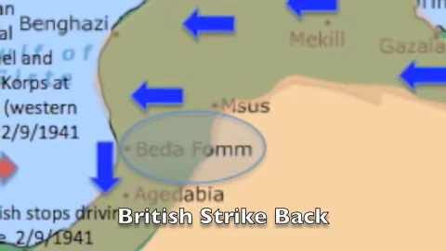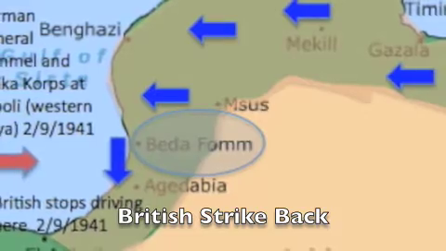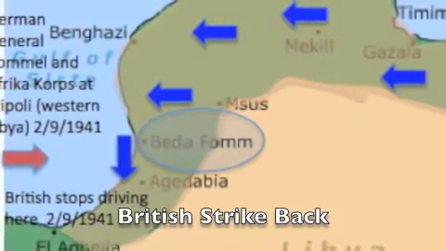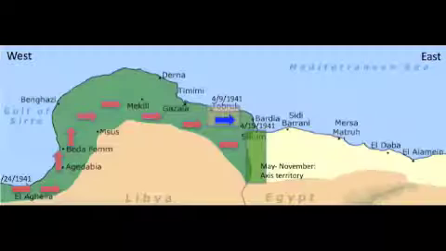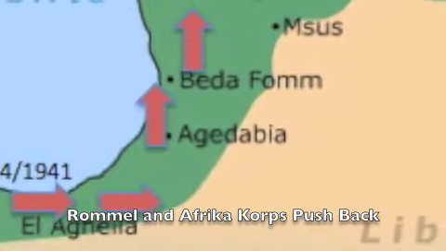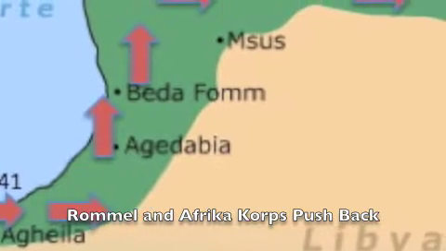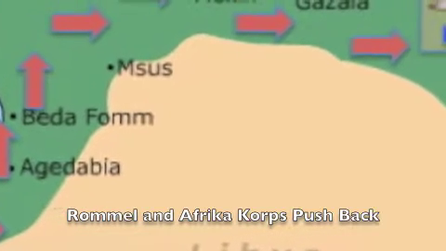The British drive stopped at El Agheila on February 9th, when German General Rommel and his troops, the Afrika Korps, arrived at Tripoli in western Libya. Then, on March 24, 1941, Rommel with his Afrika Korps attacked British forces at El Agheila, making the British forces retreat.